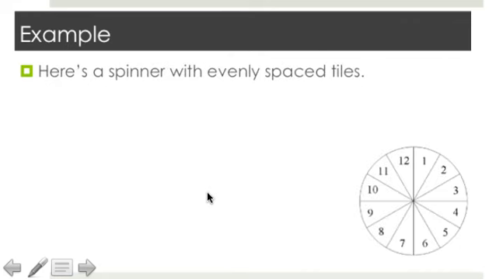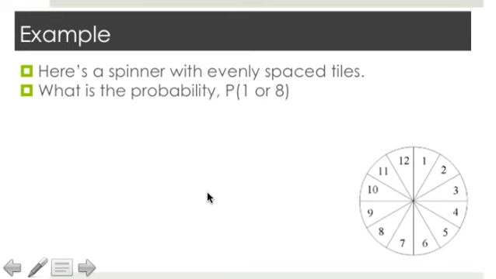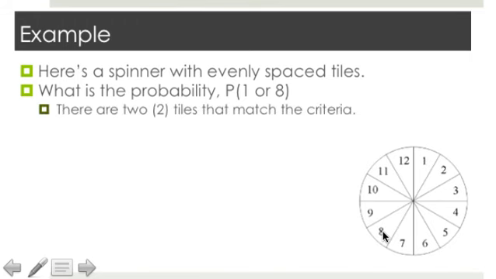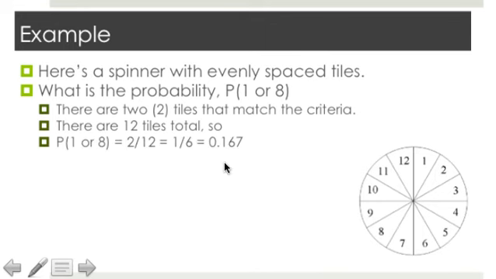Third example, a spinner. Here's a spinner with evenly spaced tiles. What's the probability of getting either a 1 or an 8? Notice that on the spinner, each of the tiles or each of the spaces is unique, and we're looking for the probability of either a 1 or an 8 coming up. Now, there are actually two different ways that this event can happen, because it could land on a 1 or it could land on an 8. So we have two different ways that this event could happen. On the other hand, we have a total of 12 spaces or tiles on the spinner, so our probability is 2 out of 12, 1 out of 6, which is 0.167.